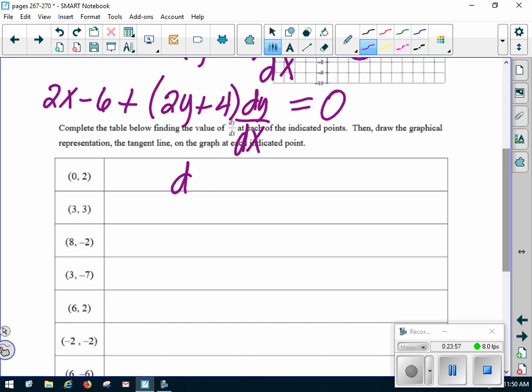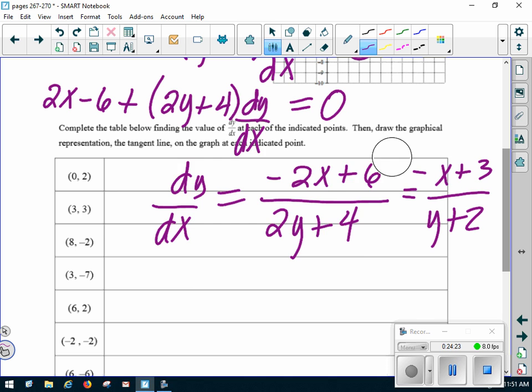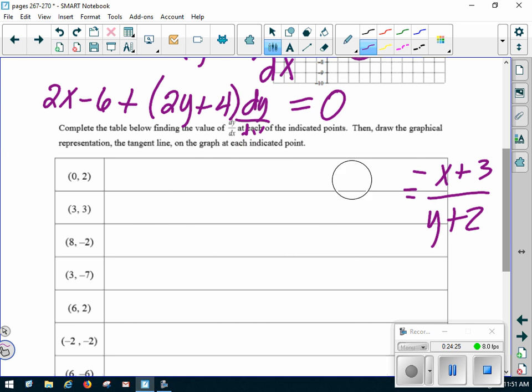So what do I get? I'm going to do a couple steps in my head. I'd have to subtract that, correct? Negative 2x plus 6. Guess what? That's what you got before. If we divide out a 2, now, because I wanted you to see how it worked both ways.